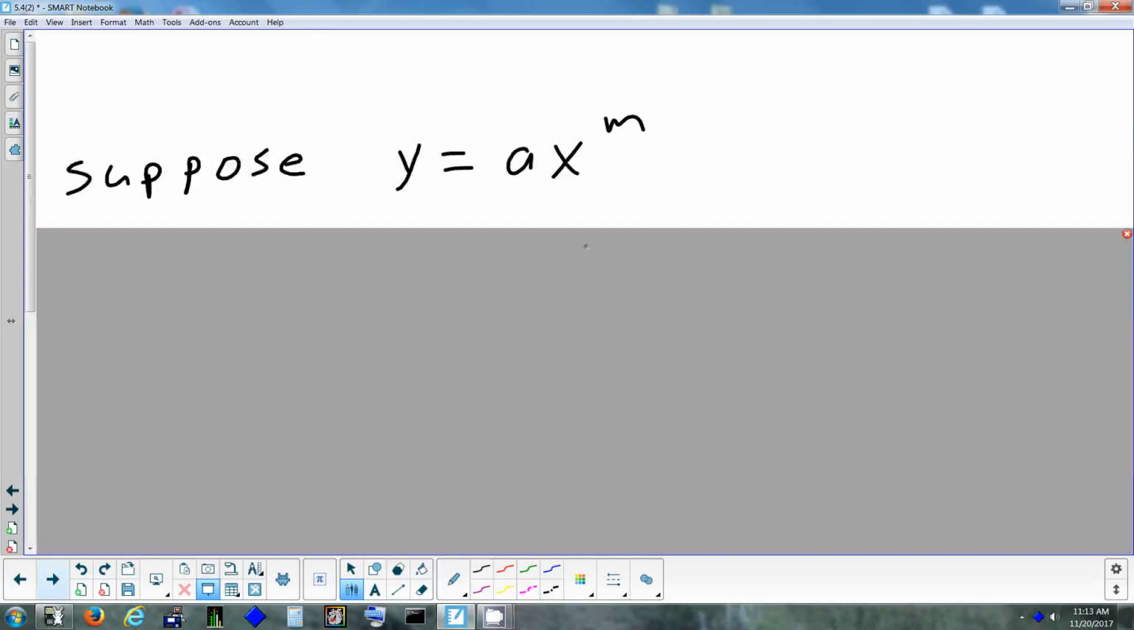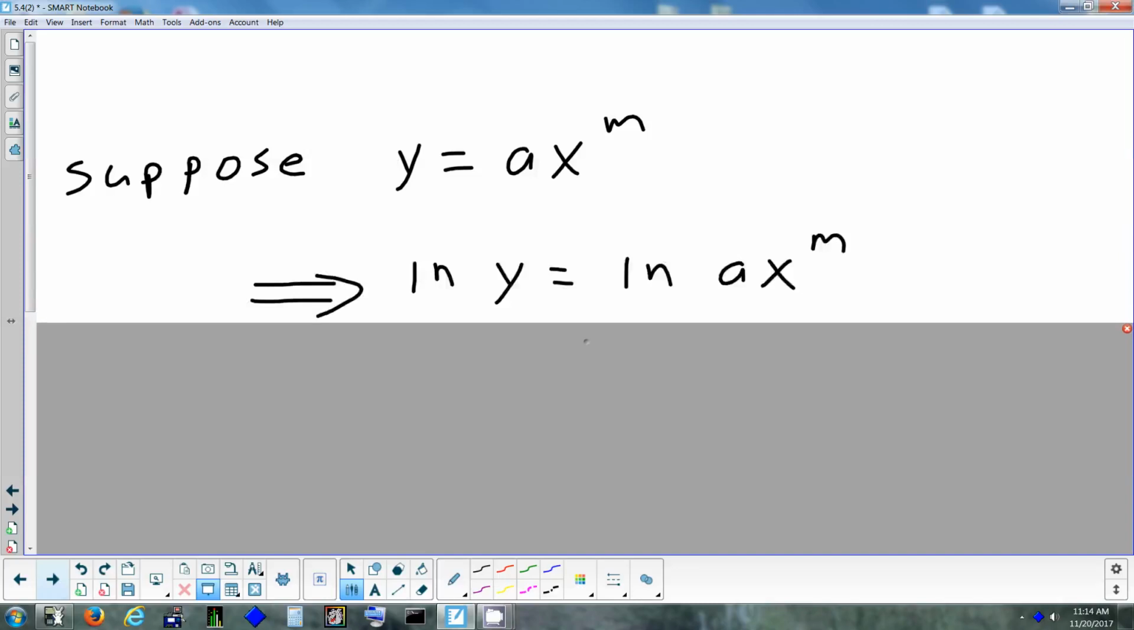I'm going to take that equation and do something we did before. I'm going to take the log of each side. Specifically, I'm going to do natural log. It doesn't have to be, but that's to follow what the book does. So I took the natural log of each side. And now, inside the argument on the right, what operation am I doing with the a and the x to the m?